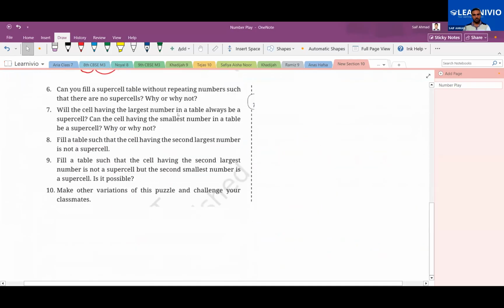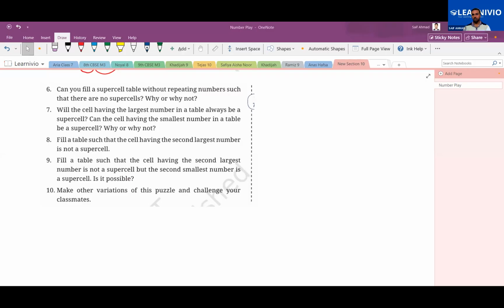Now, will the cell having the largest number in a table always be a supercell? Can the cell having the smallest number in the table be a supercell? Tell me, what is the answer? The largest number can be a supercell only because it's largest. No, the largest number in a table will not always be a supercell. The largest number could be surrounded by other relatively larger numbers. If any of the neighbors are larger or equal to it, then it would not qualify as a supercell.